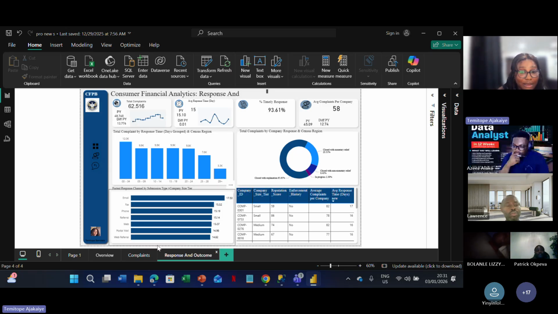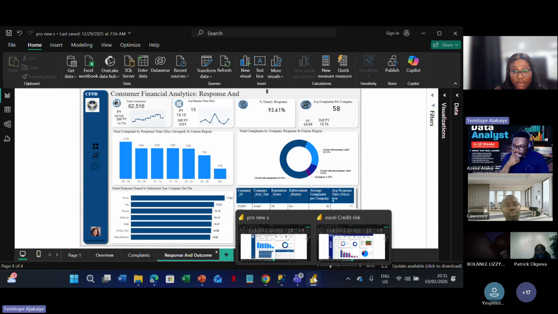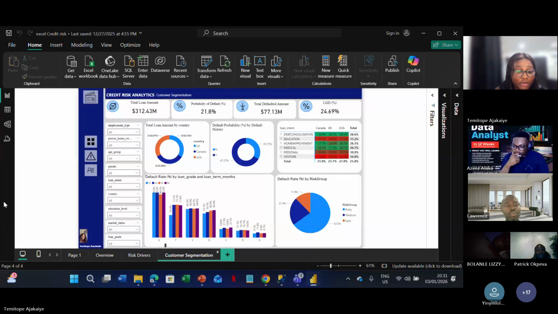Because of my time, I would move to the next one, which is the credit risk analysis. This is also an interactive dashboard that talks about the credit risk analysis at Nova Bank. These are also the top KPI cards.